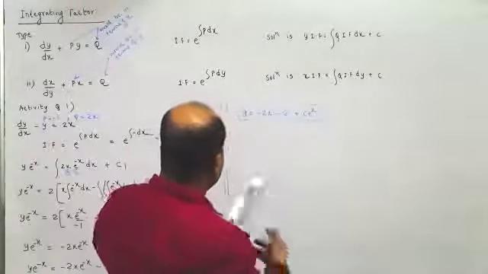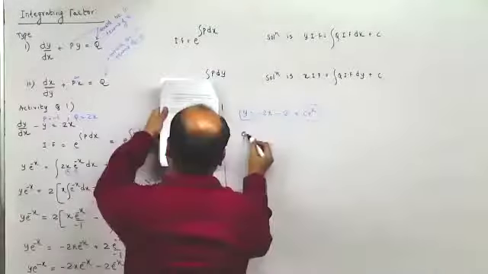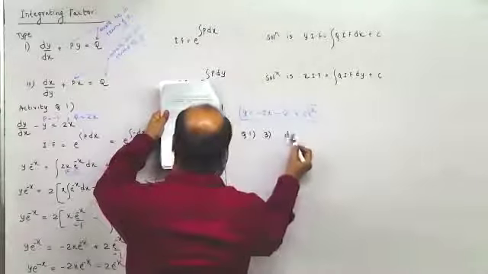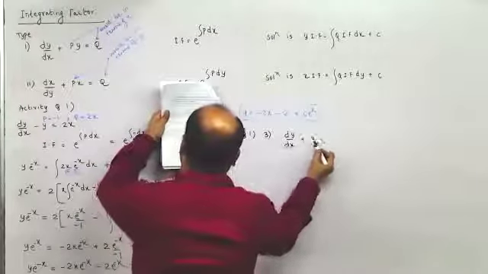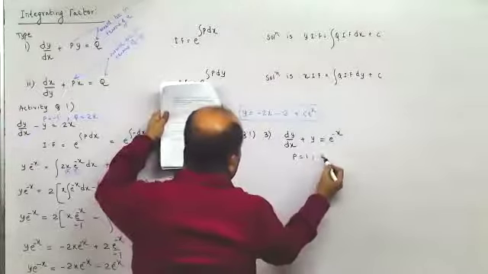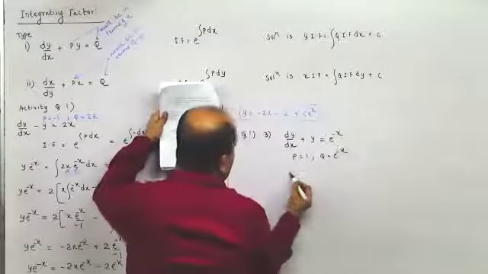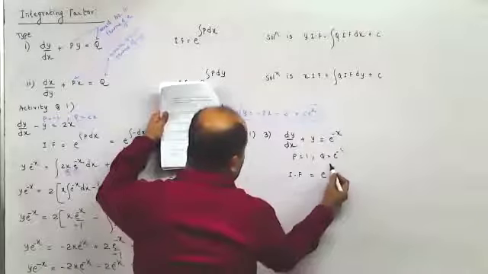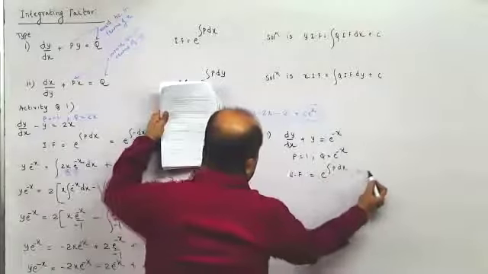Yeah. Question number 1, the third part, and that is the last sum for the day. Dy by dx plus y equal to e raised to minus x. So P is 1, Q is e raised to minus x. What is the integration factor? It is e raised to the integral of p dx. So it is e raised to x.